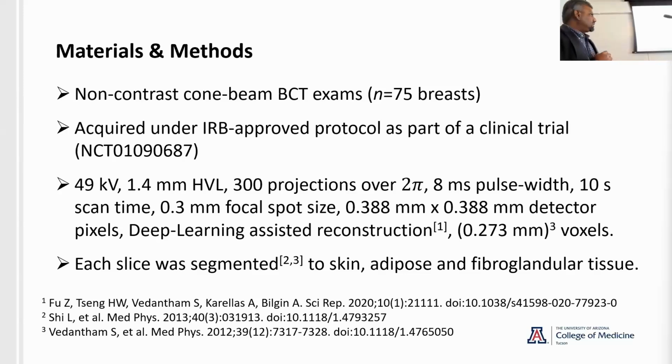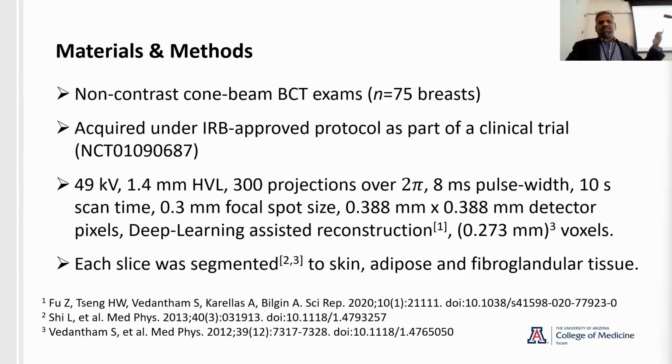So we use non-contrast breast CT exams from 75 breasts, and they were all acquired with a prototype system. It's a 49 kVp spectrum, 300 projections, and scan time is 10 seconds. It's a 300 micron size focal spot. And we reconstructed 273 micron voxels. And to cut the noise, we use a deep learning based reconstruction, which is an FDK followed by a multi-scale residual dense network for denoising.